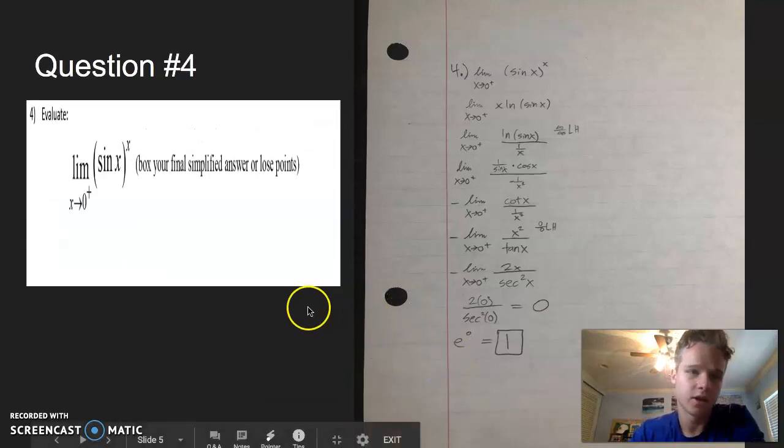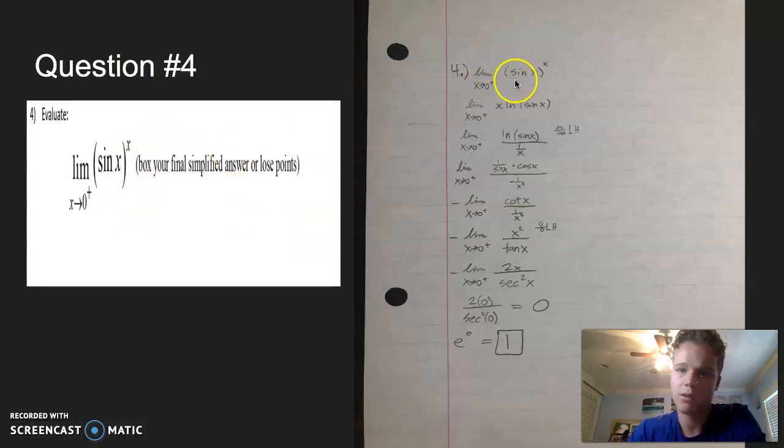Number 4. So number 4 asks you to find the limit as x approaches 0 from the right of sine x to the x power. So I wrote that down, and then first I found ln of this limit. So then I can use the property and bring down the x that we learned back in pre-calc. And then after that, I put ln sine of x divided by 1 over x, because you can bring this x to the denominator. And then after plugging in 0, I realized that it's infinity over infinity.